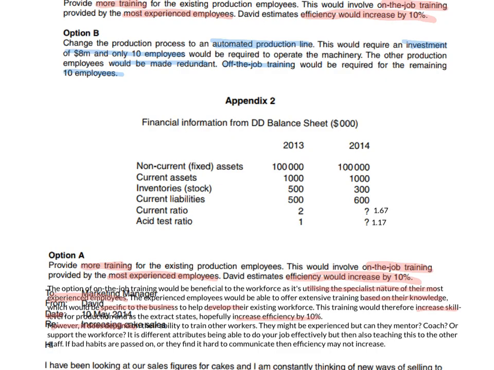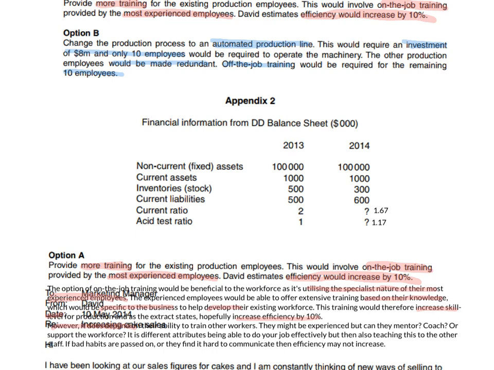Now, for option B, I'm not going to carry out the analytical argument. I'd recommend that you have a go yourself, but I have highlighted some important parts that can help you with this paragraph. First of all, the automated production line is going to require an investment of $8 million. That's obviously quite a large amount. The question is, how are they going to be able to fund it?